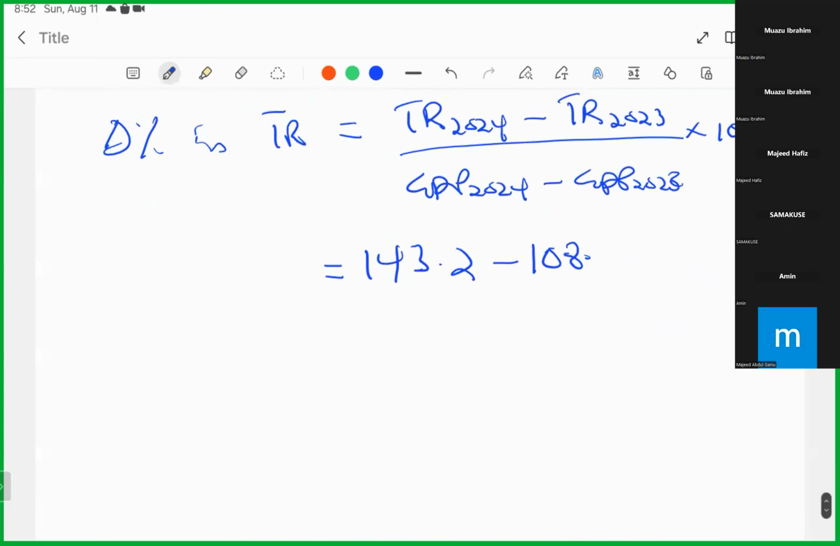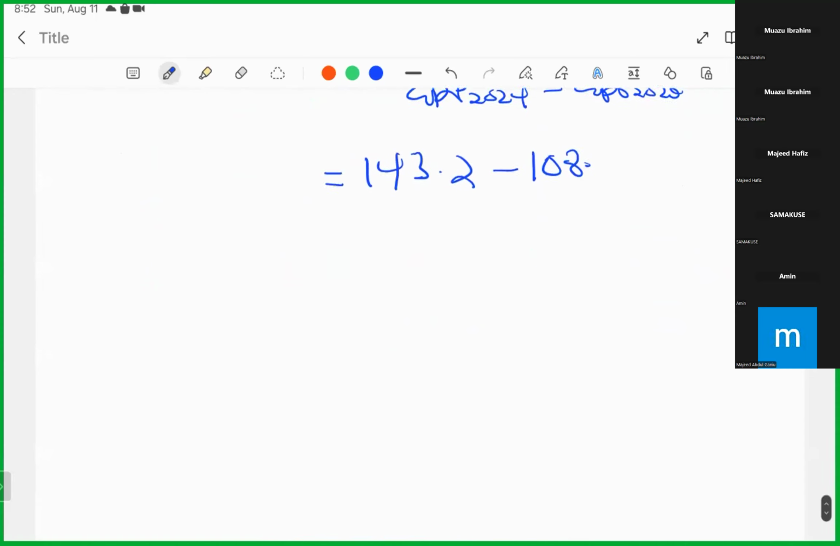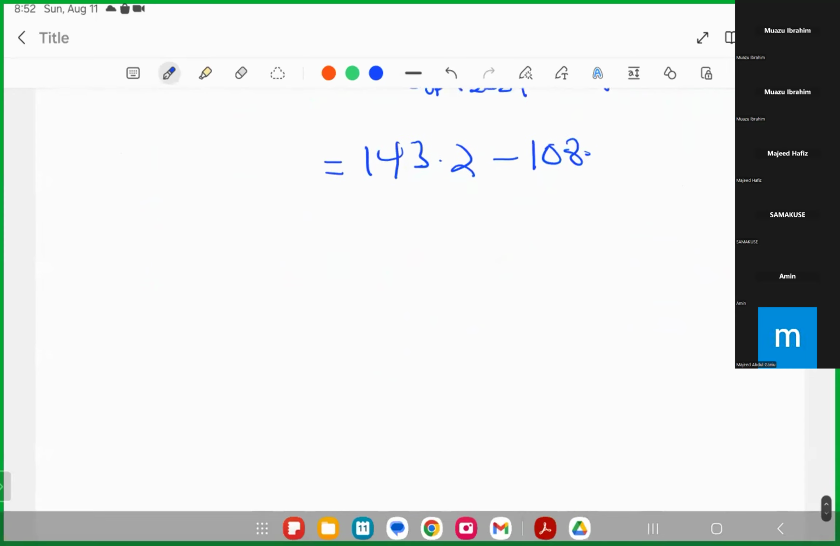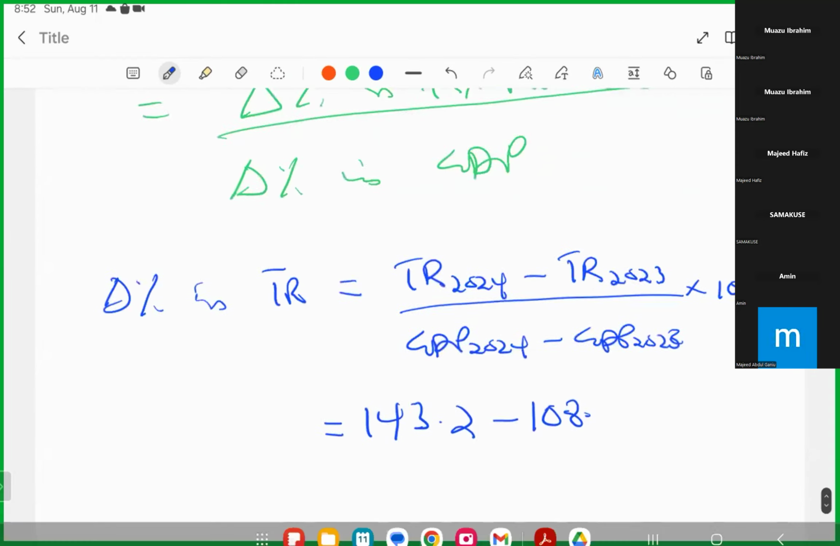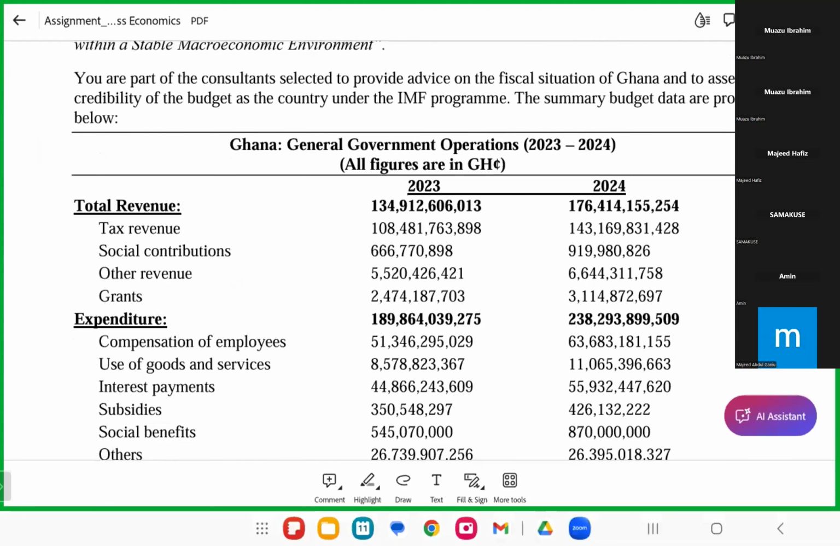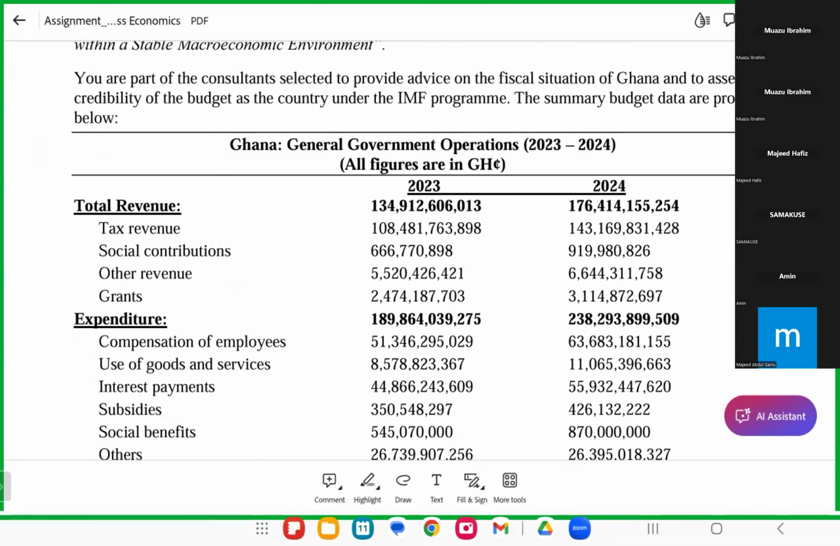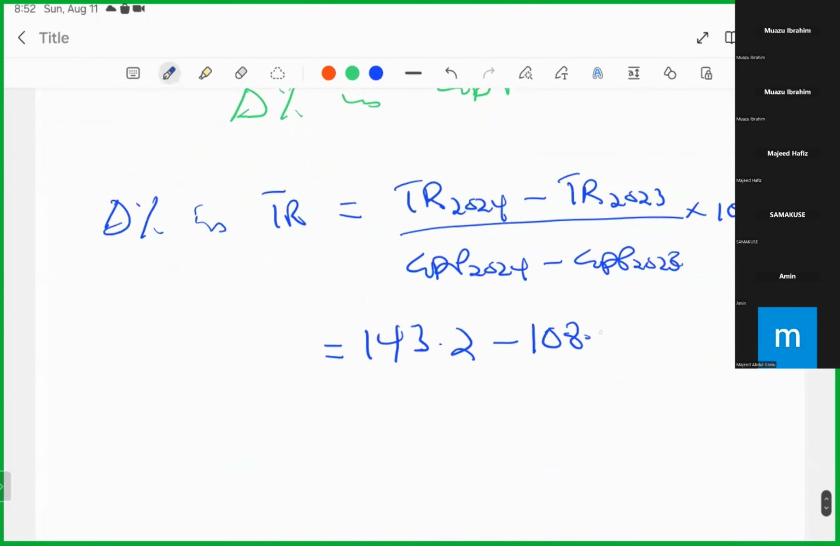Okay, so you can just go to the previous question. Look at what time is here. 108.5. As you can see, can you see it here? Yeah. 108.5, all over the GDP for 2024.